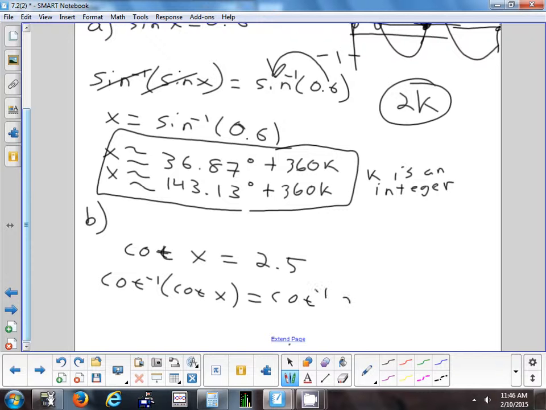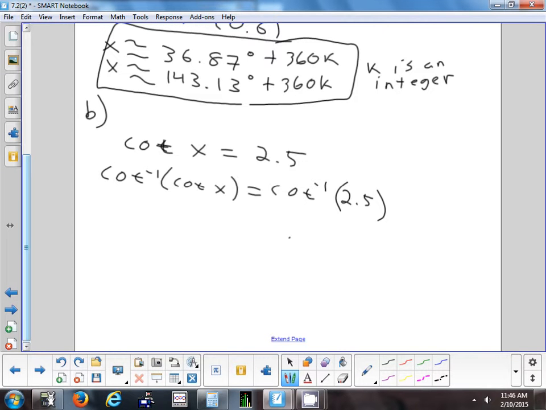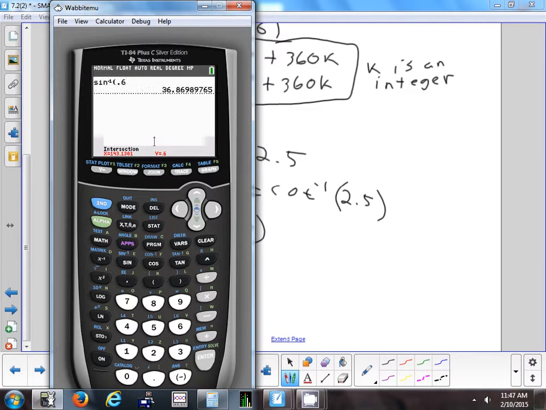You can write this down, but watch what happens. So we're going to do that. We get x equals inverse cotangent of 2.5. Okay, great. Let's try to type that in on the calculator. Where's my inverse cotangent button? Well, we got to do something. We don't have an inverse cotangent button.